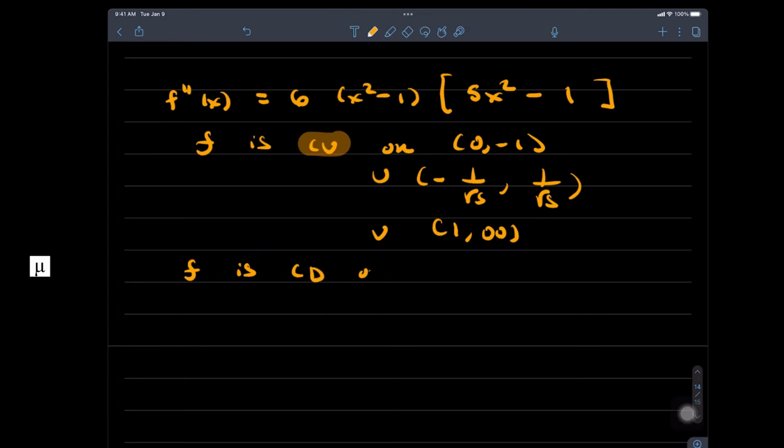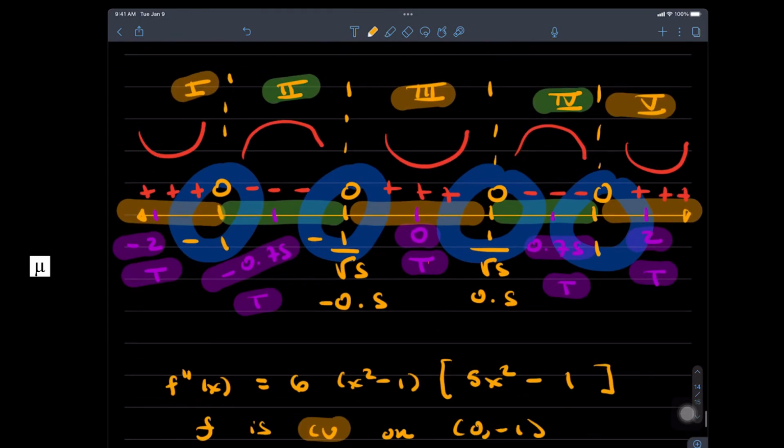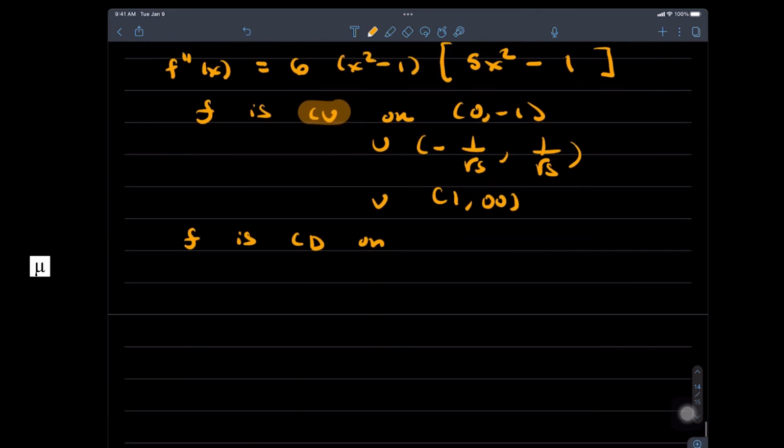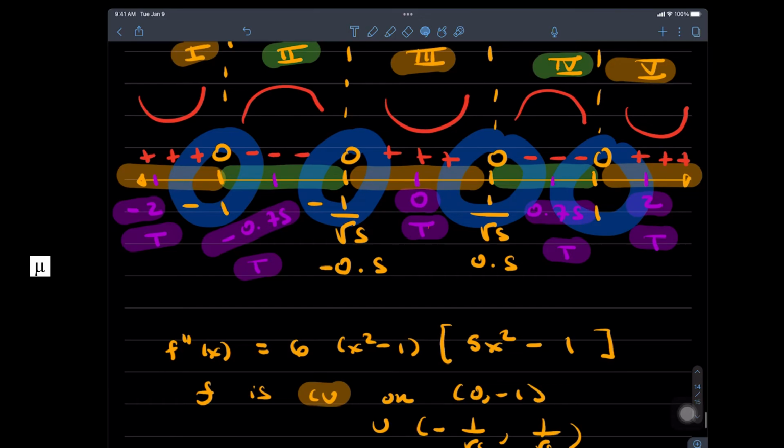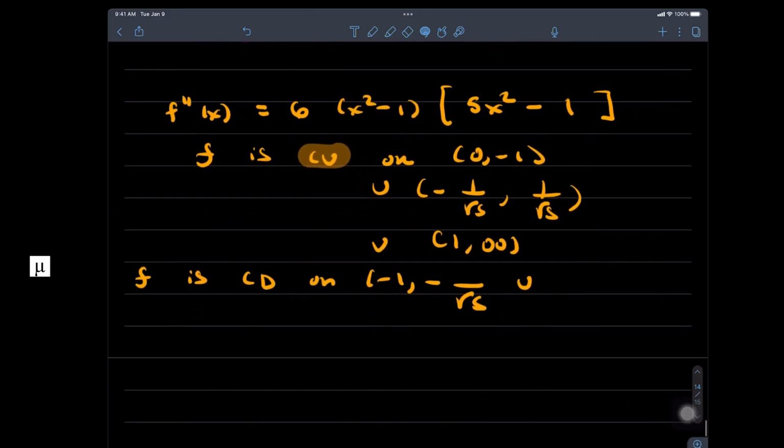S is concave down on what intervals? Negative 1 to that negative. So it would be negative 1 to negative 1 over the square root of 5. And then union, there's another one: 1 over the square root of 5 to 1.